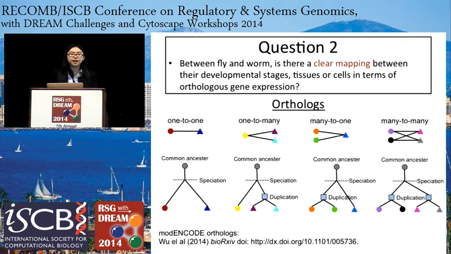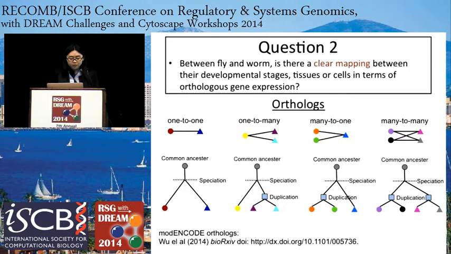Okay, now we have seen enough good results for the intra-species comparison. How about our final goal, our ultimate goal, which is to compare the life cycles between fly and worm? This is our question 2. And we would like to have a clear mapping. And to do that, we use the orthologs to link the 2 species.